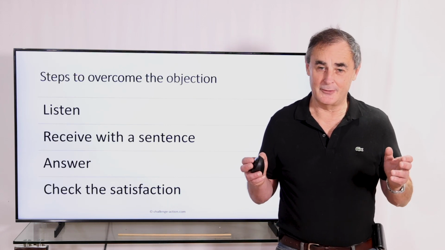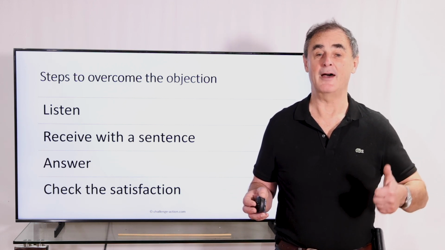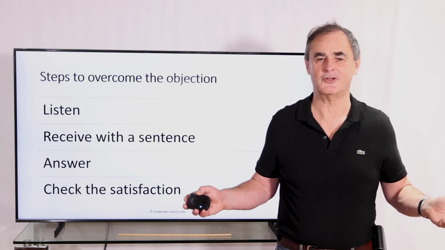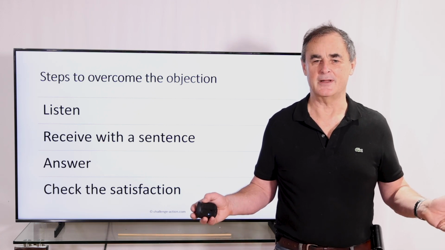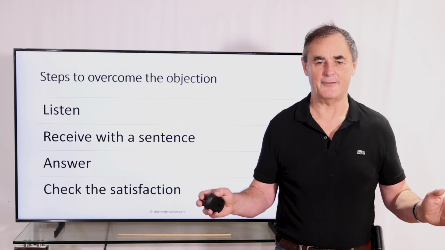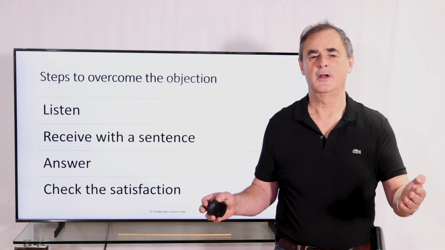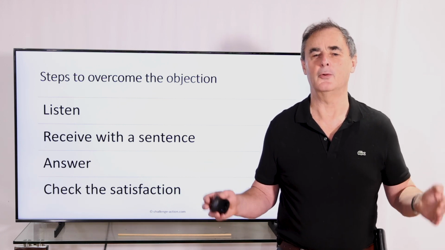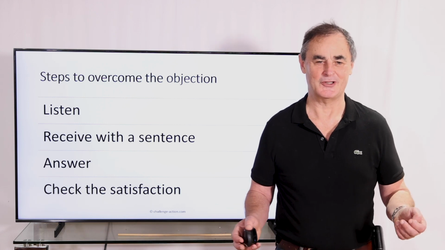So the different steps now to overcome the objections. First, you have to listen. Don't cut your customer or your client when he speaks. Otherwise, he's going to get frustrated. And the reason you do it sometimes is because you are afraid you don't have the answer, or you think you have an answer. You want to cut the customer and give him the answer right away. No, that's not a good way to do it. So listen to your customer.